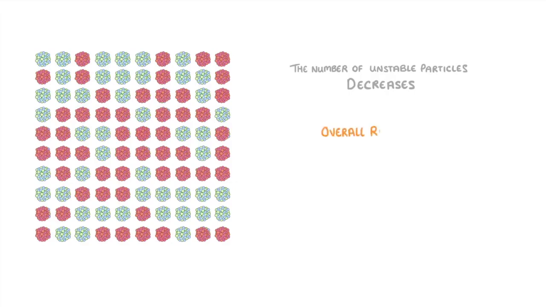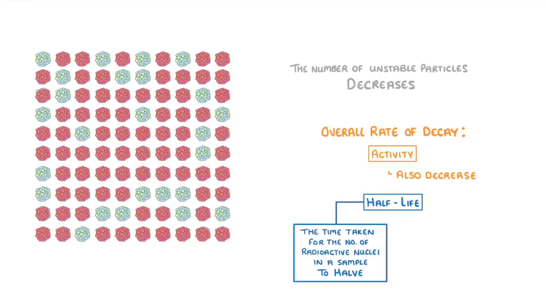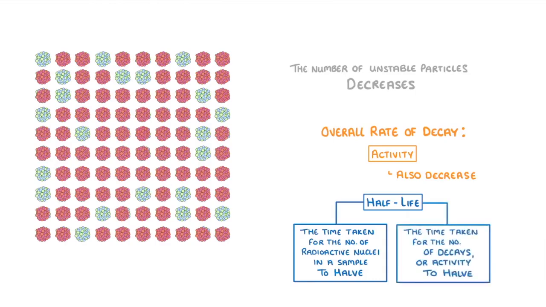As time goes on though, and more of them decay, the number of unstable particles remaining decreases. Because there are fewer particles left to decay, this means that the overall rate of decay, which remember is the activity, will also decrease. Which is why it looks like the sample is decaying more slowly than it was at the start. This is why we can define half-life as a halving of either the number of radioactive nuclei remaining, or a halving of the activity. They are both perfectly correlated, because fewer radioactive nuclei means a lower activity.